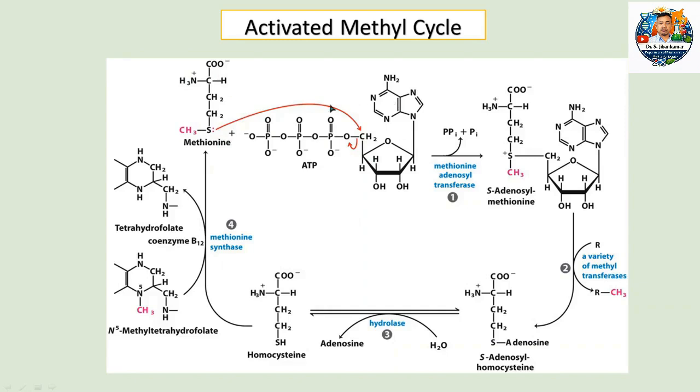If there is methionine again, then it will react with another ATP to form new S-adenosyl methionine. So the cycle will go on if there is no deficiency of the ultimate methyl group donor, N5-methyl tetrahydrofolate, and we can see the importance of this vitamin called folic acid also.